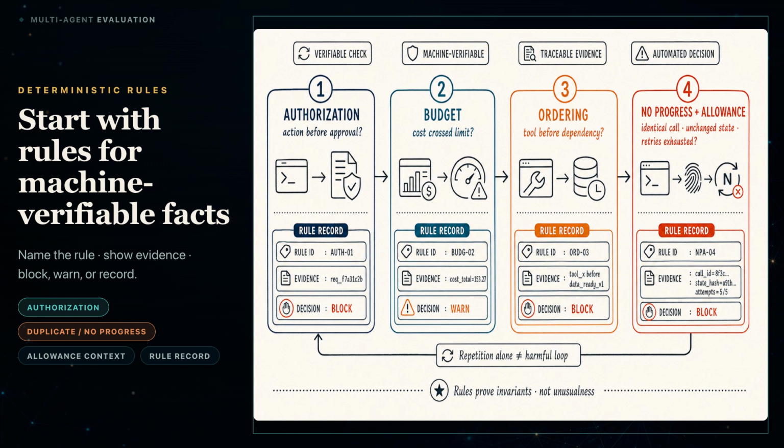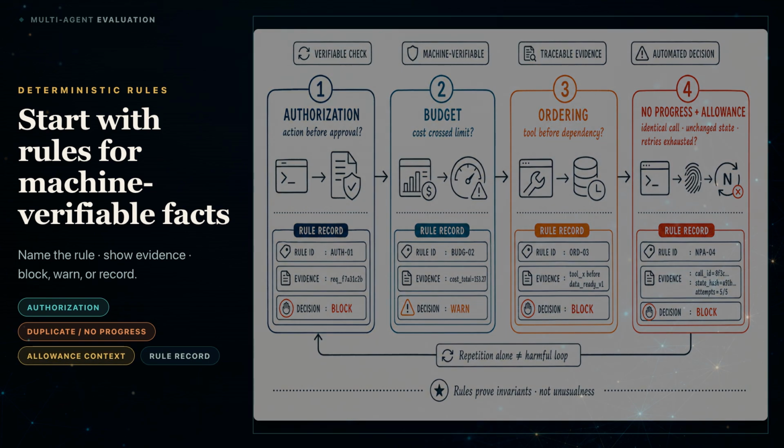Sequence checks need context. Repeating an identical tool call becomes concerning when state does not change and the task-specific retry allowance is exhausted. Repetition alone is not proof of a harmful loop. An unauthorized write is a confirmed policy violation. A repeated call may be a structural defect, a harmless retry, or an idempotent lookup. Structural evidence can be direct without being severe. Impact is a separate question. Rules can prove a known invariant broke. They cannot tell us whether 12 calls are unusual for this request.